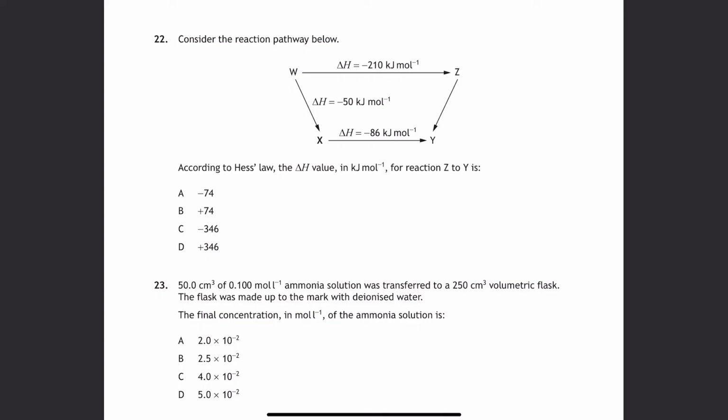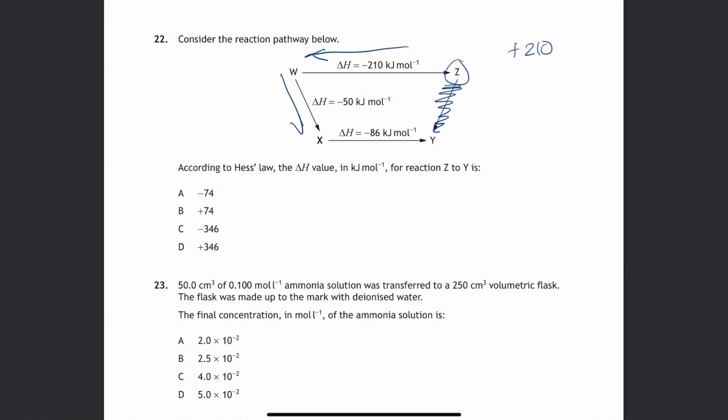According to Hess's law, the ΔH value for Z to Y, imagine Z to Y is the road you're trying to take, but it's closed for the day. So to get from Z to Y, you have to go the other direction and take different roads. So we're going to go along this road, but we're going the wrong way up a one-way street because the arrow's pointing that way. So we have to change that to plus 210.